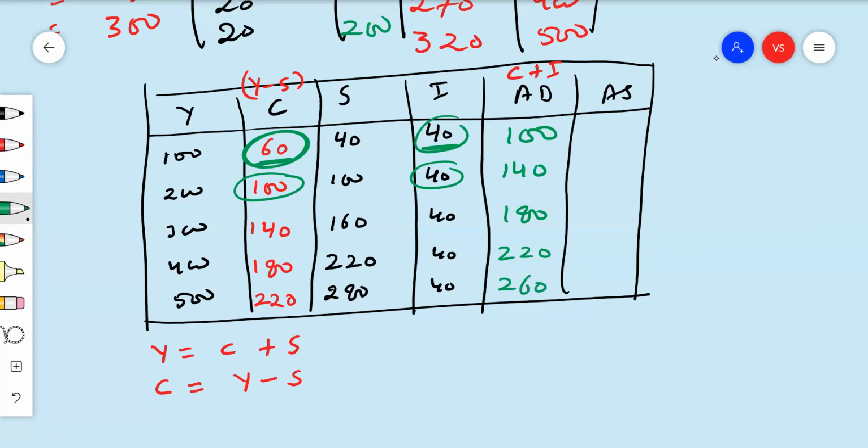Now AS. The formula for AS is C plus S. Now C is 60, and this is S. 60 plus 40 is equal to 100. Now 100 plus 100, 200. Likewise 140 plus 160, it's 300. Now 400 and last 500. Hence, this is the solution for this question.